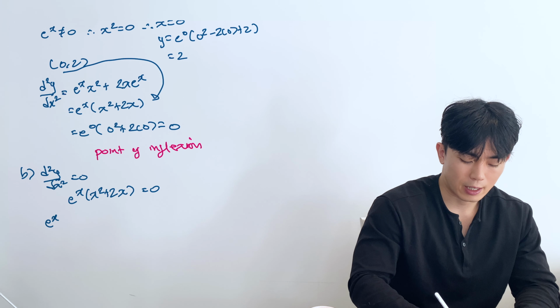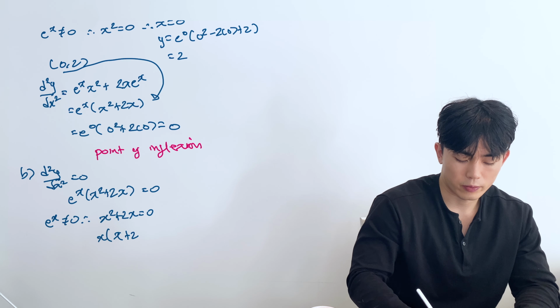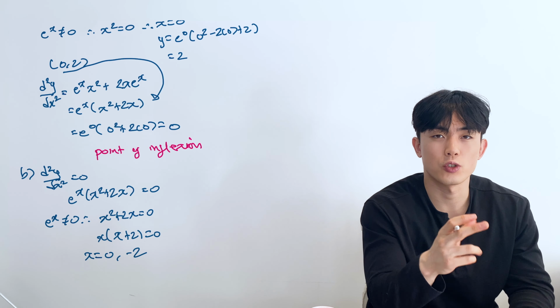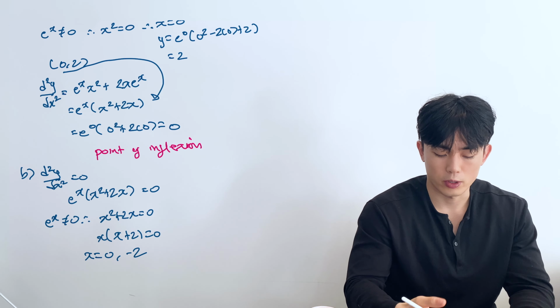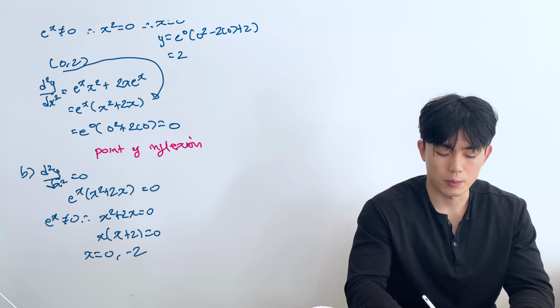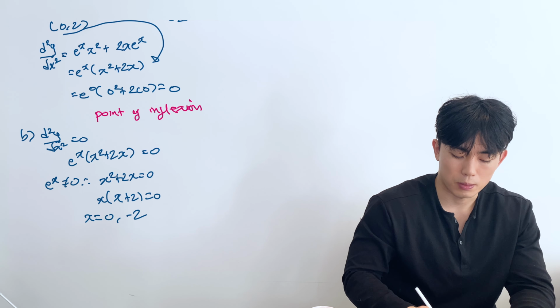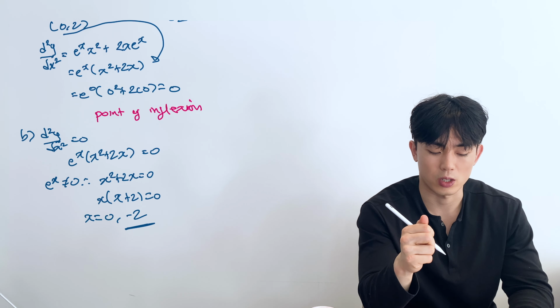Once again, e to the x cannot be equal to 0, so therefore x squared plus 2x has to be equal to 0. We can factorize this to give us this, so x is going to be equal to 0 or minus 2. So there are 2 points which are actually points of inflection, 0 and minus 2. The first point, 0, is the one we found earlier, and the second point, minus 2, is the second point of inflection. And they want the coordinates, so I just need to plug this back into the y equation to get my coordinates of the point of inflection.